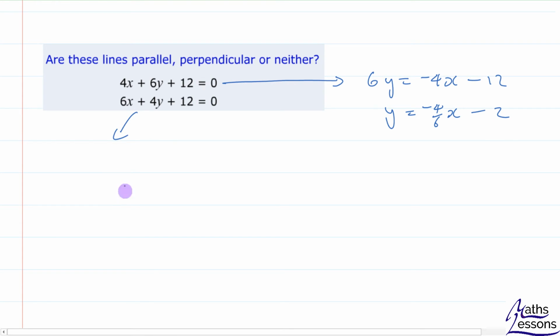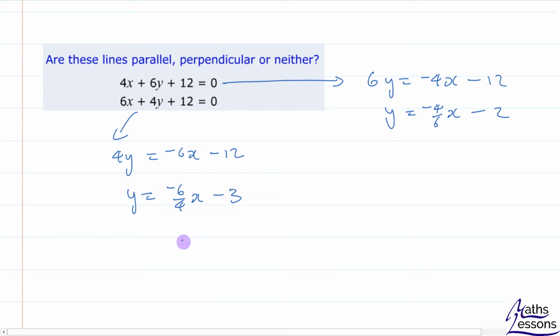Now let's rearrange this one. So we get 4y equals, take away the 6x and take away the 12. And divide by 4, we get minus 6 over 4x, and we get minus 3. Now if the gradients are equal, which they're not, because that's 6 over 4 and that's 4 over 6, then they would be parallel, but they're not.